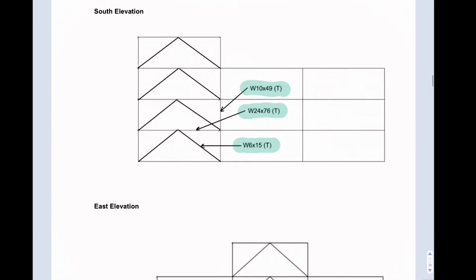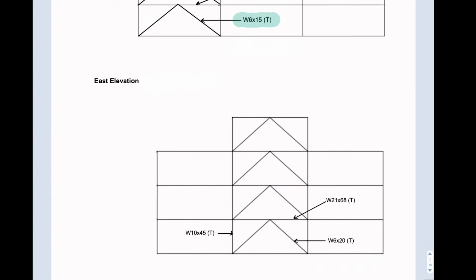typical. Moving down to the east elevation diagram, starting at the column, we decided on a W10x45 typical. And looking at the beams, once again, all the beams will be the same. We used a W21x68 typical. And lastly, for the chevron shape, after analysis, we chose a W6x20 typical.